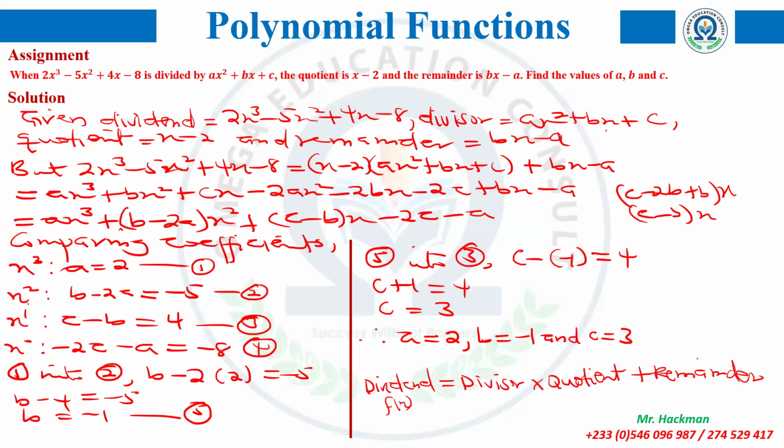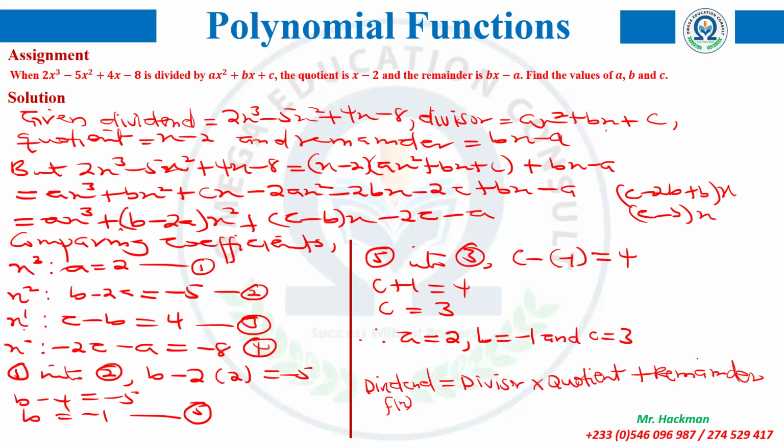Then if you come to the S squared term, the coefficient here is minus 5. Here the coefficient is B minus 2A. So I will write the one containing letters first on this side. So B minus 2A is equal to minus 5.